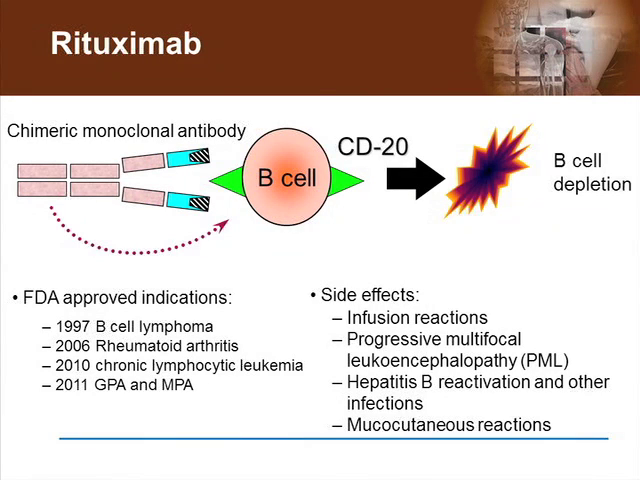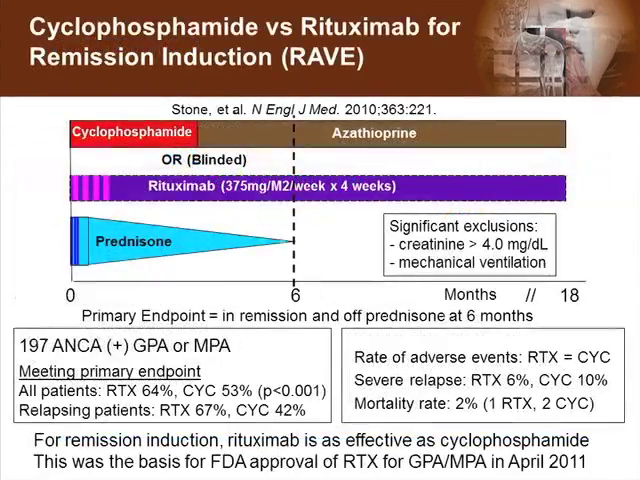The most recent regimen that has been used involves the use of Rituximab, which is a chimeric monoclonal antibody directed against the CD20 antigen present on the surface of normal and malignant B cells. Upon Rituximab binding to CD20, there is B cell depletion that occurs. This agent is currently approved for B-cell lymphoma, rheumatoid arthritis, CLL, and as of 2011, GPA and MPA. It does have a side effect profile, which includes infusion reactions, rare instances of progressive multifocal leukoencephalopathy or PML, hepatitis B reactivation and other infections, and mucocutaneous reactions.